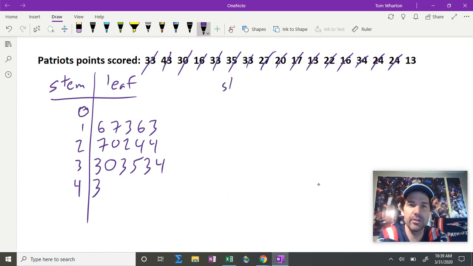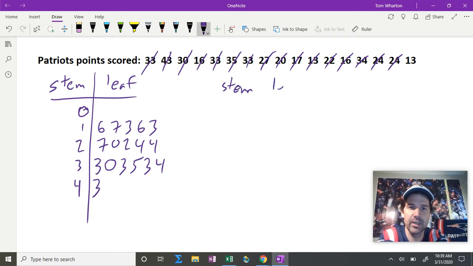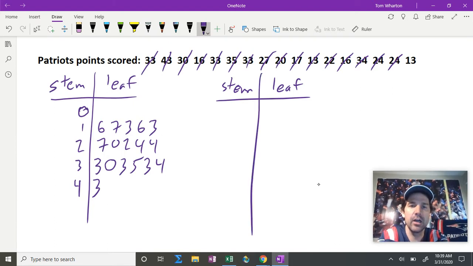So I'm going to create another stem. This is hard to write on. I'm using a stylus and it's just not working well. So I apologize for that. So I have my 0, my 1, my 2, my 3, and my 4.